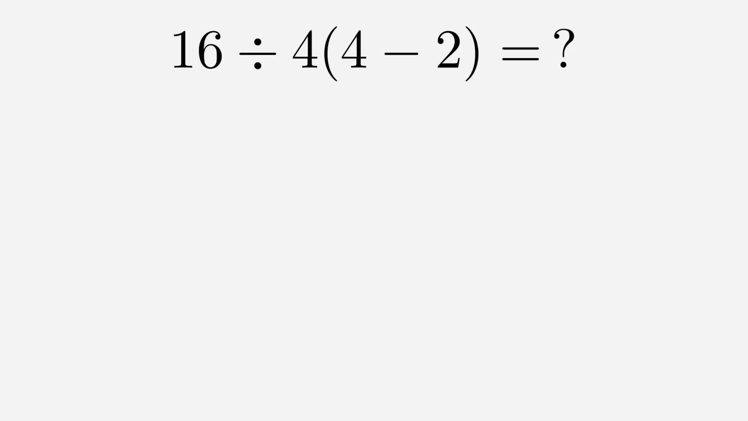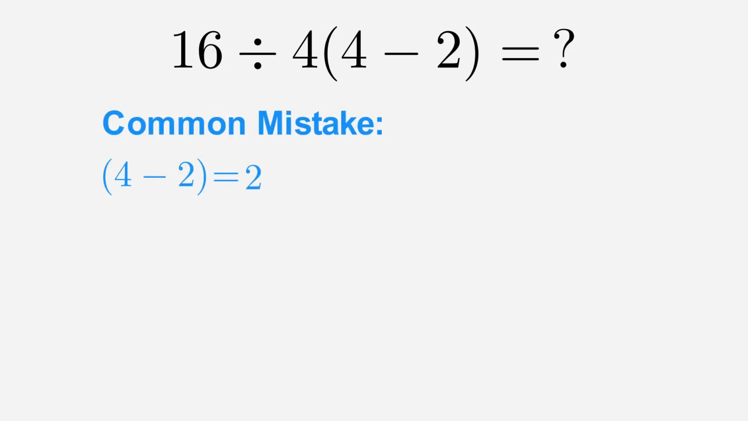16 divided by 4 times 4 minus 2. Comment your answer before I reveal it. I bet you're wrong. Let me guess, you did the parentheses first. 4 minus 2 is 2.